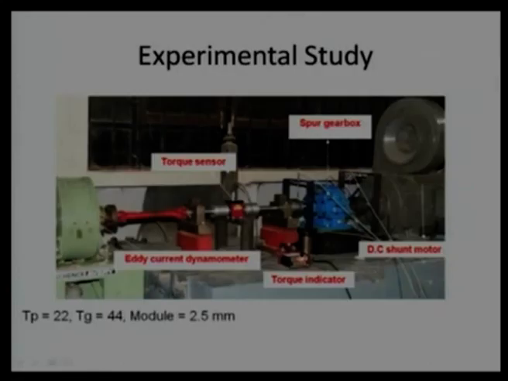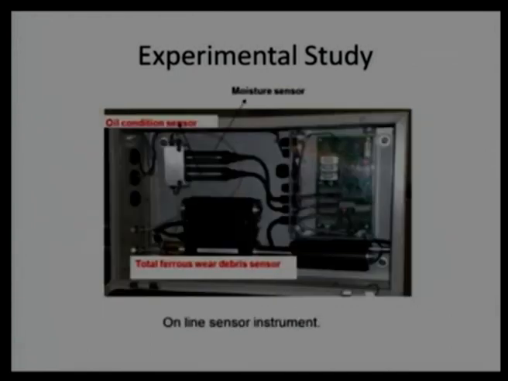The gearbox is a 2:1 ratio. The pinion gear has 22 teeth, while the number of teeth on the gear is 44. So, 44 divided by 22 gives us a 2:1 ratio, and they are standard involute profile having a pressure angle of 20 degrees, and module is defined as 2.5.